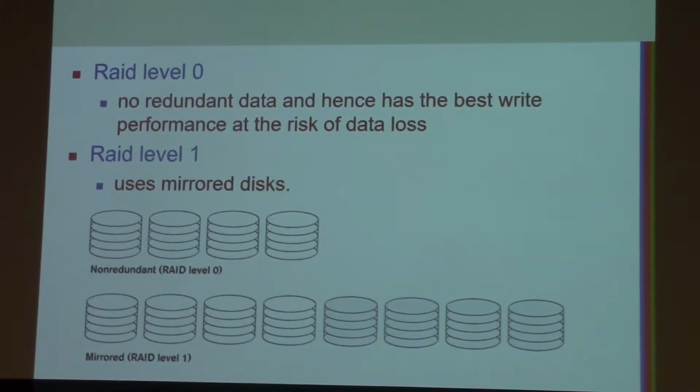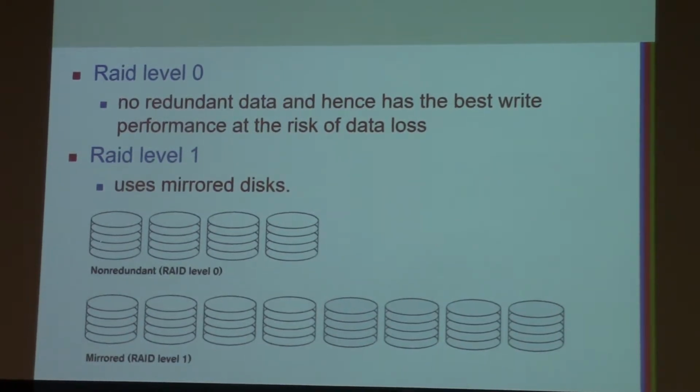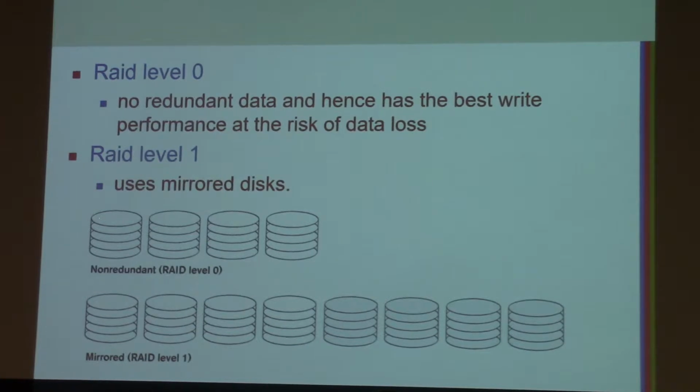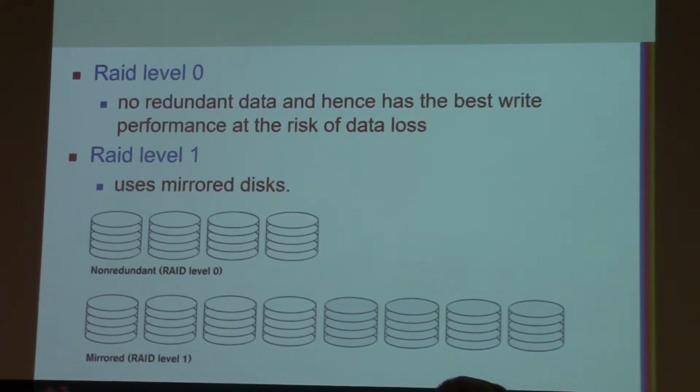RAID 0 means it's not redundant, but it's striping. Striping means data is block 0, block 1, 2, 3, 4, like this. But we separate the employee table: block 0, block 1, block 2, block 3. Department: block 0, block 1, block 2. Stripe. Why do we need to stripe? It's for parallel processing. We can access employee blocks 0, 1, 2, 3 at the same time. That is the purpose of striping: parallel speed.